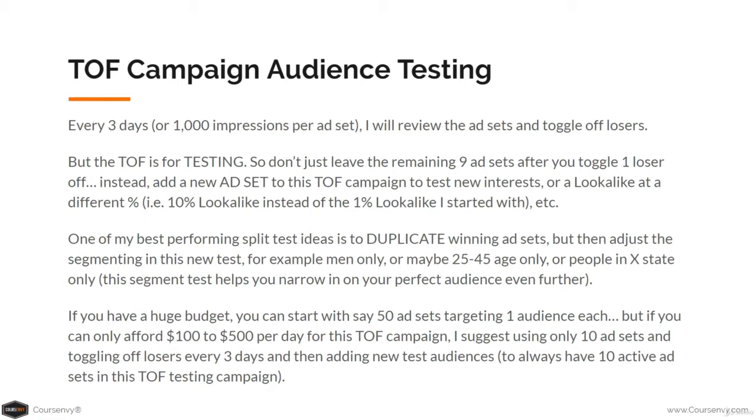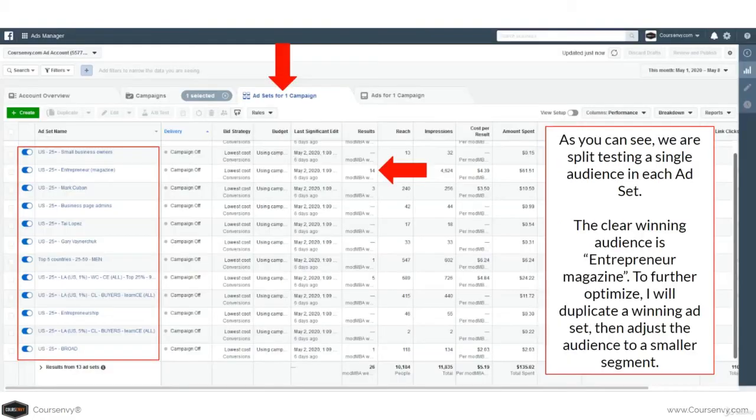So if you have a huge budget, you can start with, say, 50 ad sets targeting 1 audience each. But if you can only afford that 100 to 500 per day for this top of funnel campaign, I suggest only using these 10 ad sets and toggling off losers every 3 days and then adding new test audiences. I want to always have 10 active ad sets in this top of funnel testing campaign. So as you can see, we are split testing a single audience in each ad set.